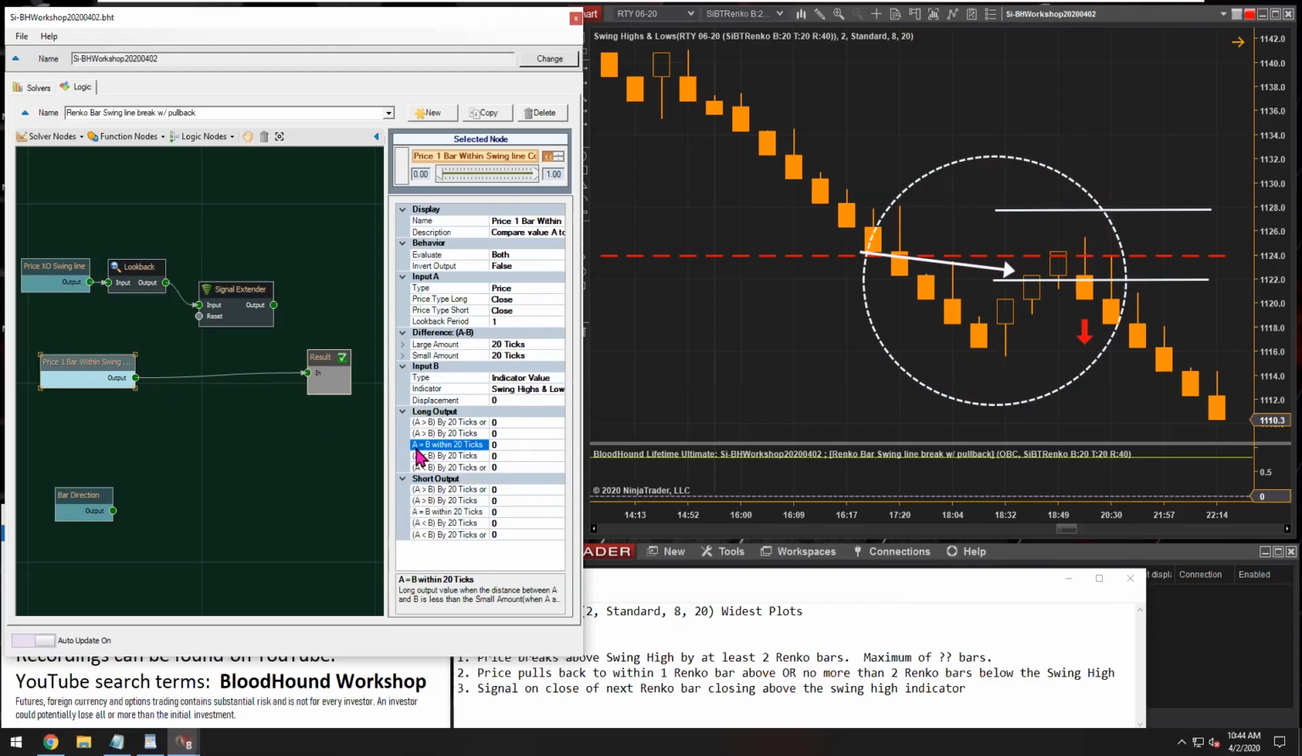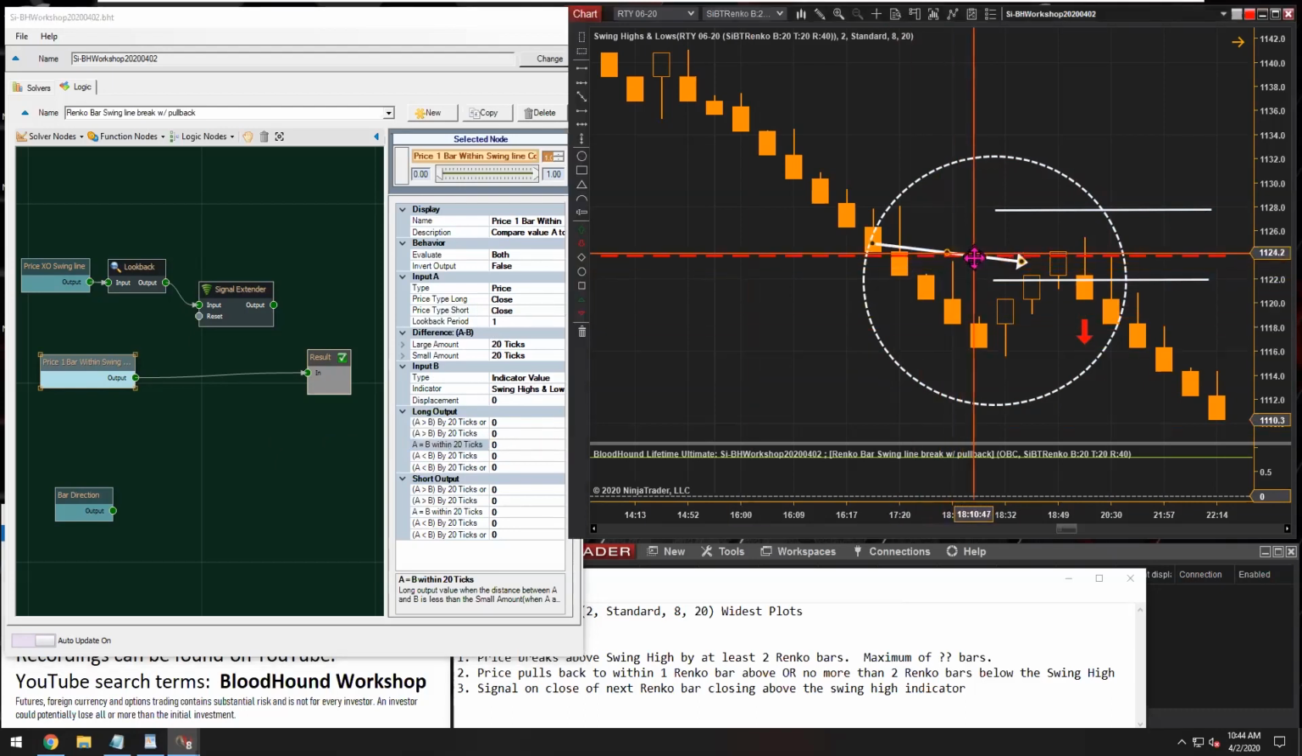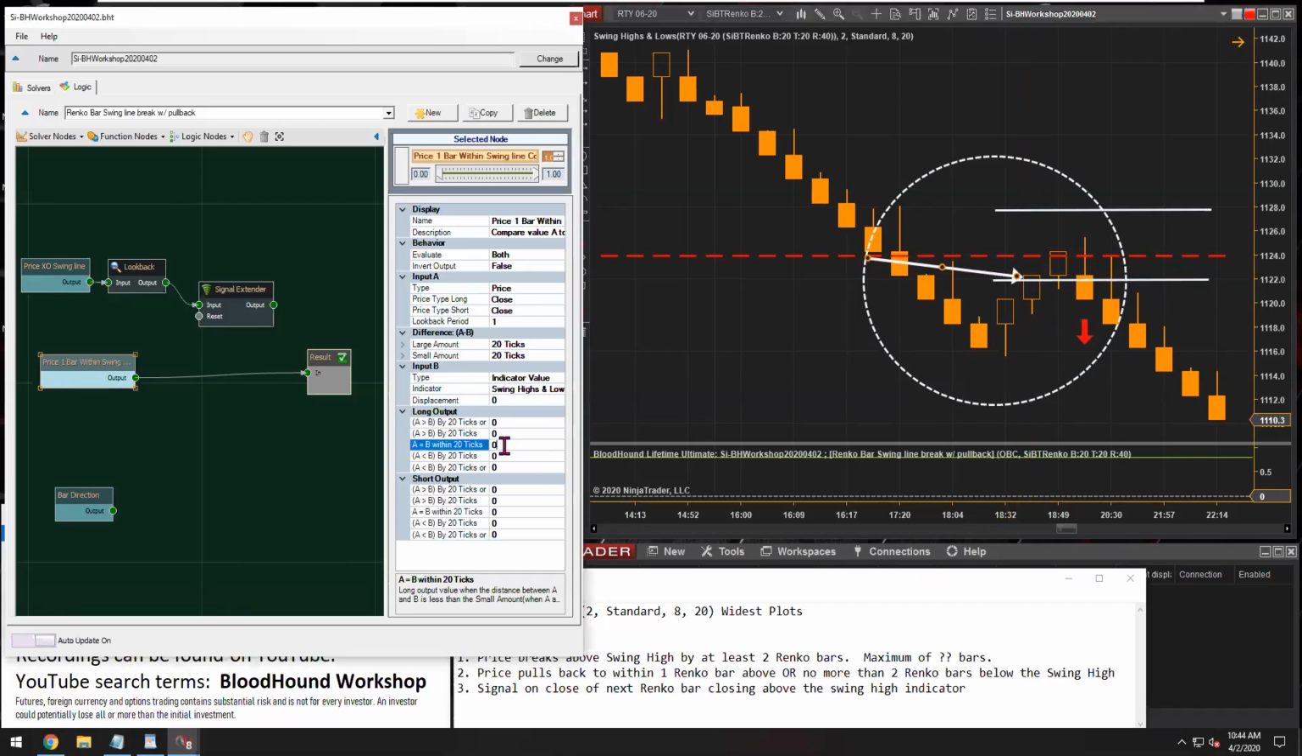So now we can see it says A equals B within 20 ticks. So that's what we want, right? The distance that we're looking for is this 20 tick distance here. So A is the closing price of the bar, which should be within 20 ticks of B, and B is our swing line here. So we're going to use this output here.